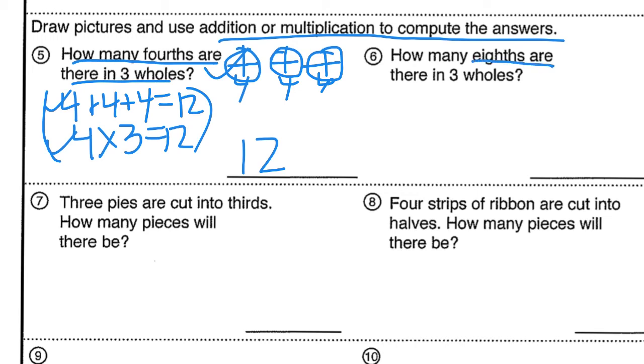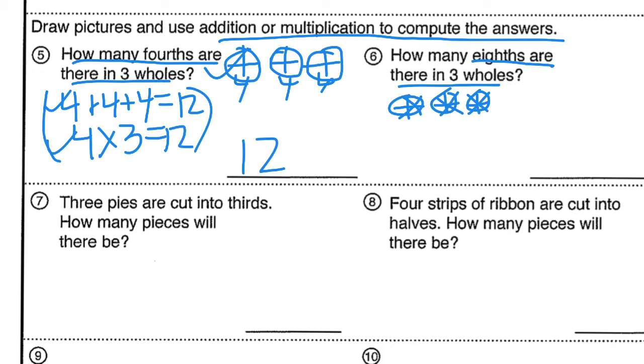How many eighths are there in 3 wholes? Again, you could draw a picture. 1, 2, 3, 4. Oh, that's not right. And do that last part. 3 wholes. You could split each of these into 8 parts, hopefully making it look better than I am.